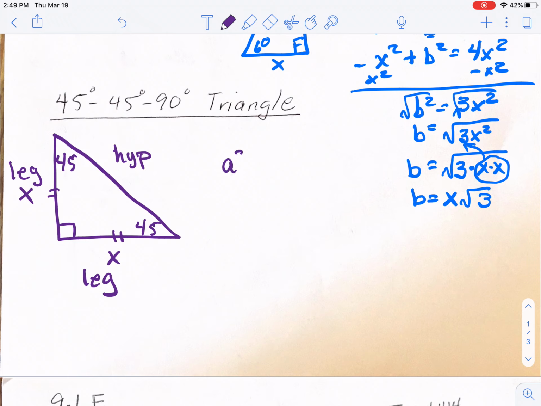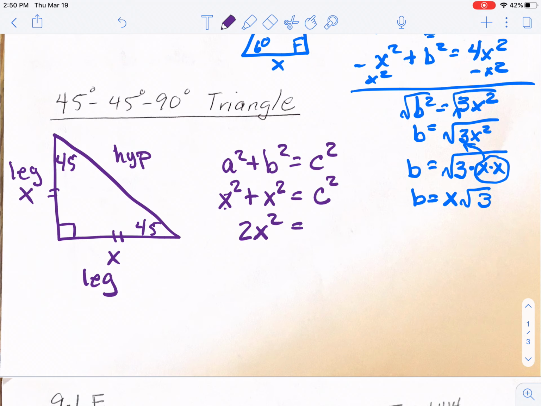So Pythagorean theorem again. Hypotenuse is always c. I don't know the hypotenuse, so I'm just going to leave the c there this time. The two legs I've labeled as x's, so I'm going to put my x's in for my a and my b. I have two x's squared being added together. When I'm adding things with the same variable with the same exponent, I just add them up. I'm going to have 2x squared is equal to the hypotenuse squared. Now I'm trying to solve for the hypotenuse, so I don't want c squared, so let's square root both sides of that. I'm going to have the square root of 2 times x.